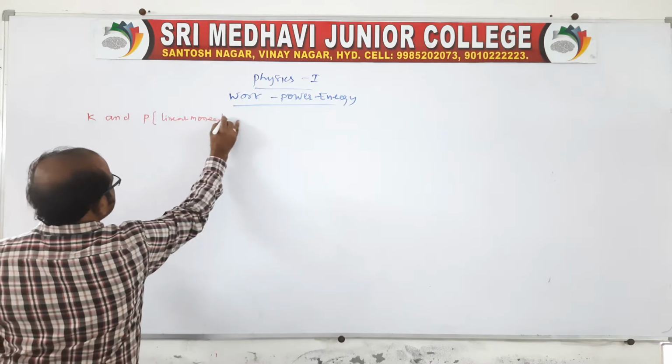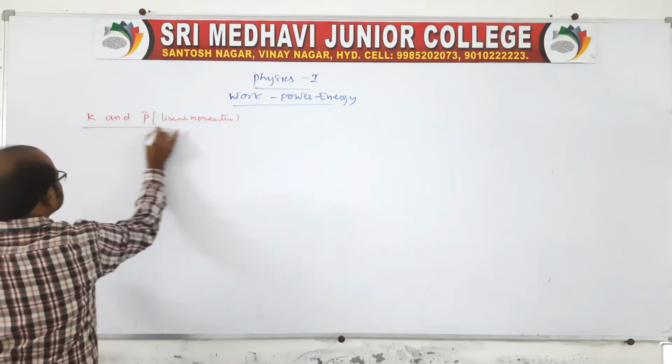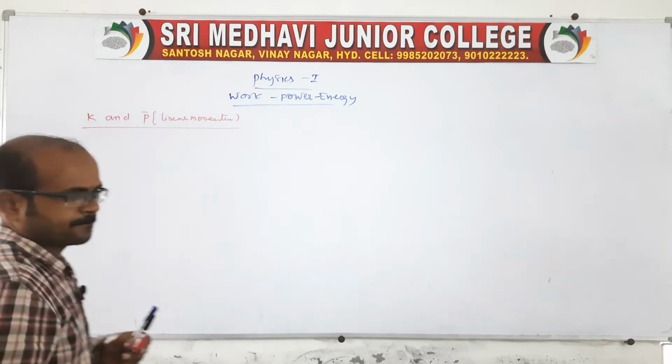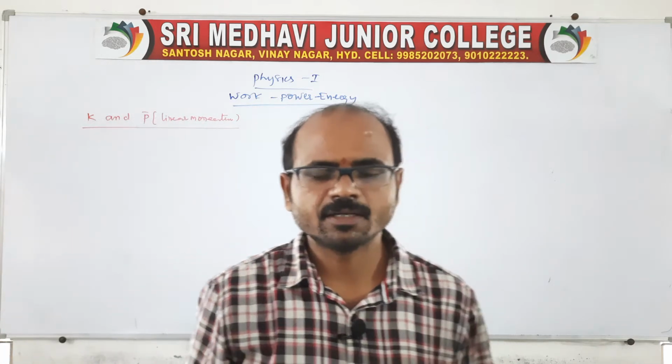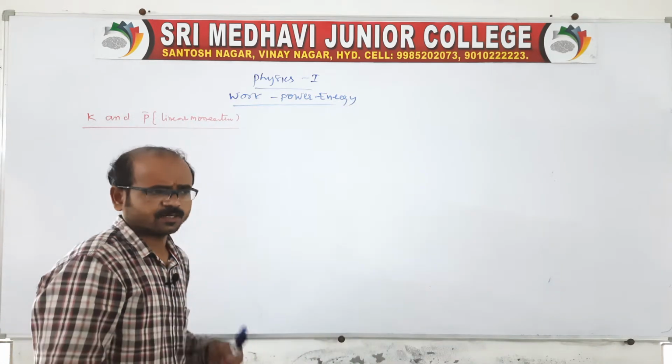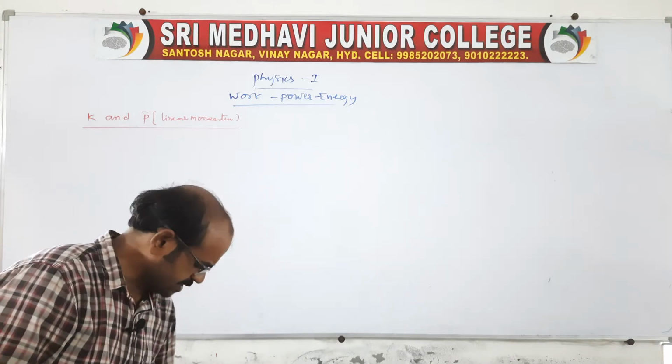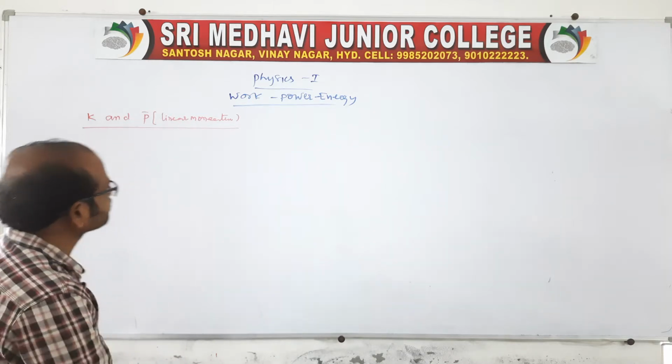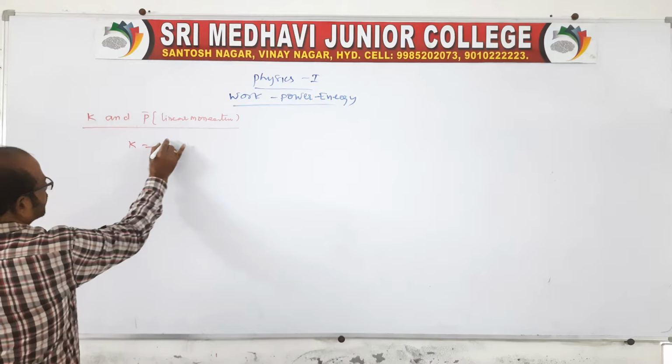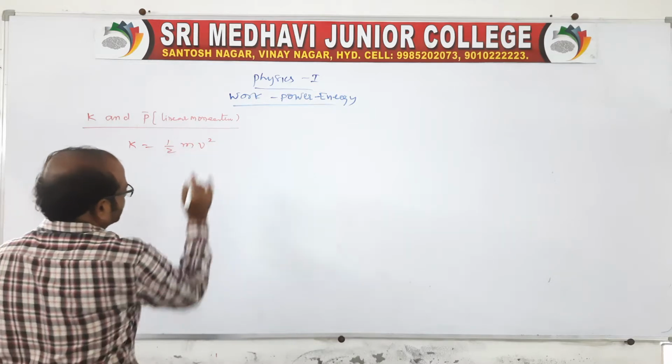Linear momentum, of course, is a vector. Kinetic energy, of course, is a scalar, right? Because all energies are scalar only, no? Then you take the kinetic energy formula, half mv square.